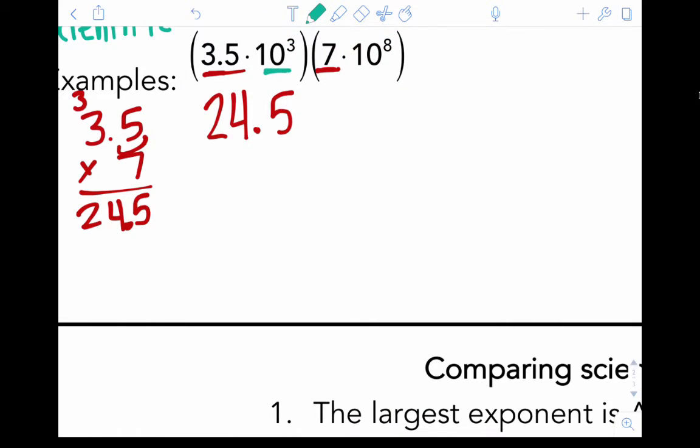And then I have 10 to the 3rd times 10 to the 8th. I have the same base, so I'm going to add my exponents. 3 plus 8 is 11. So this is 10 to the 11th.